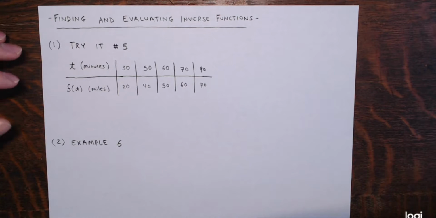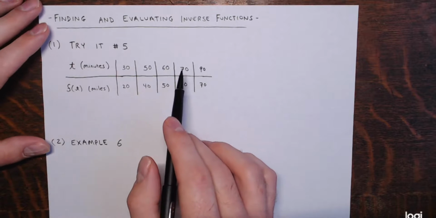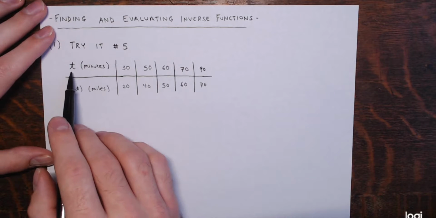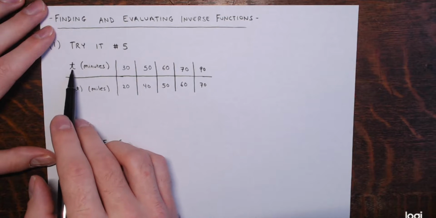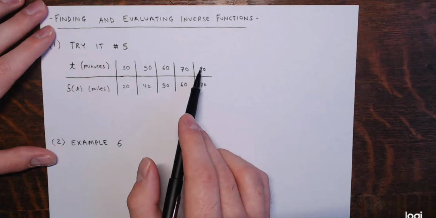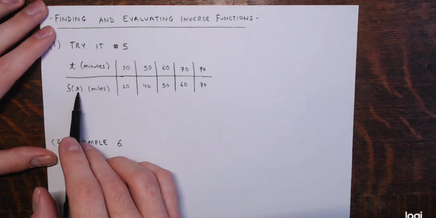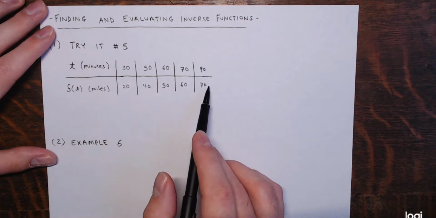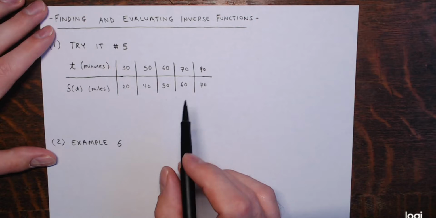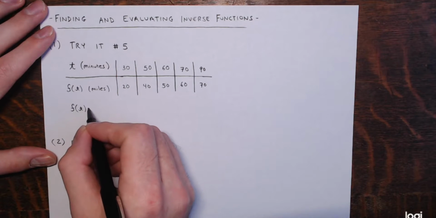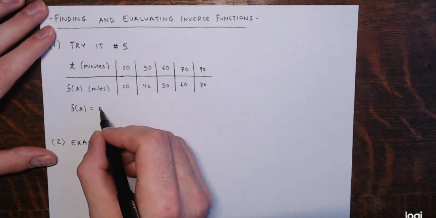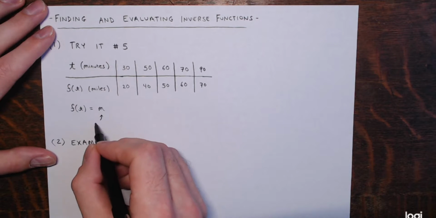Okay, so I've written out the table they've given us. Again, the top row is the inputs of function f, the times in minutes it looks like. And f of t, the second row, are the outputs in miles of this function called f. So we're saying that f of t equals mileage. I'll say m for miles.